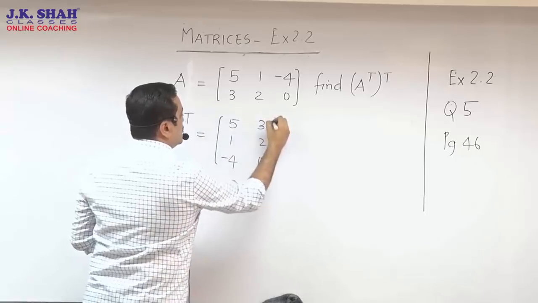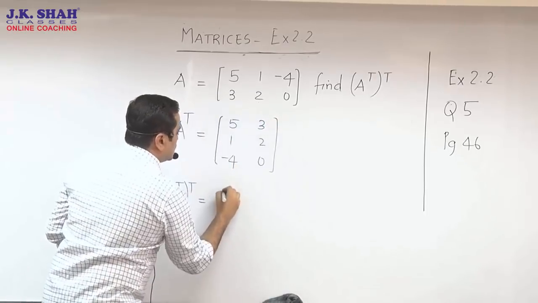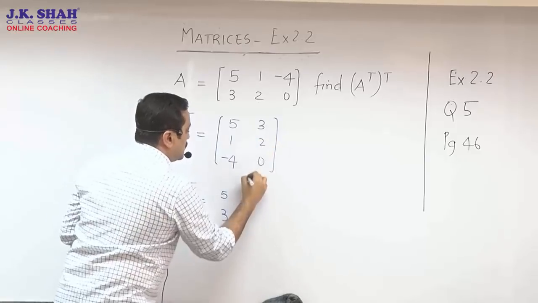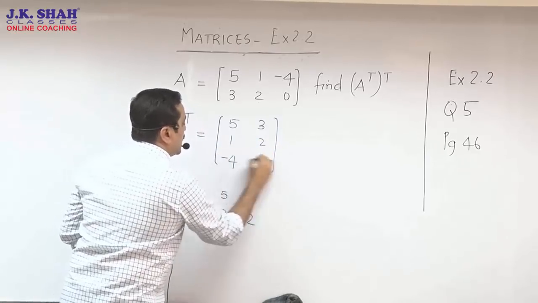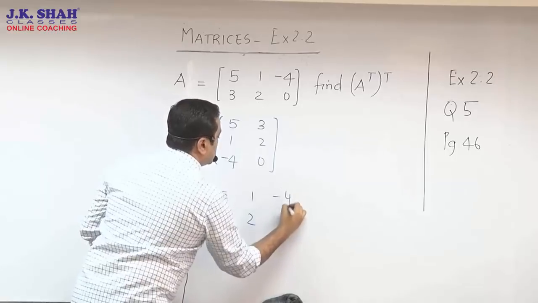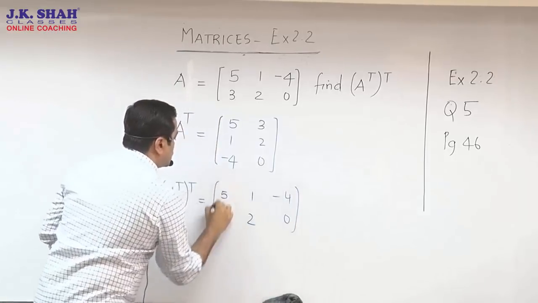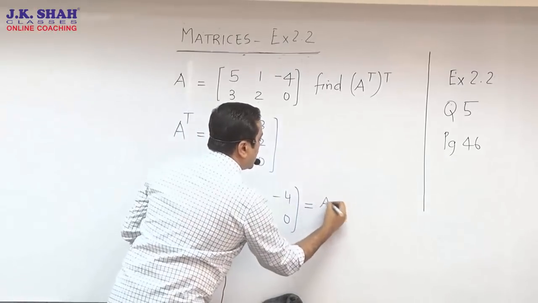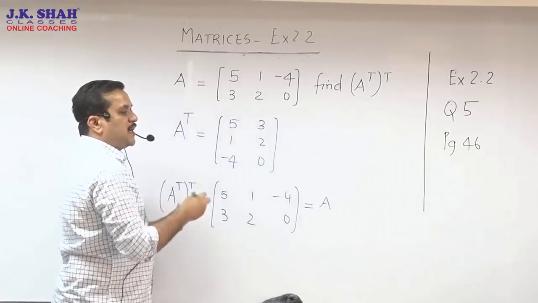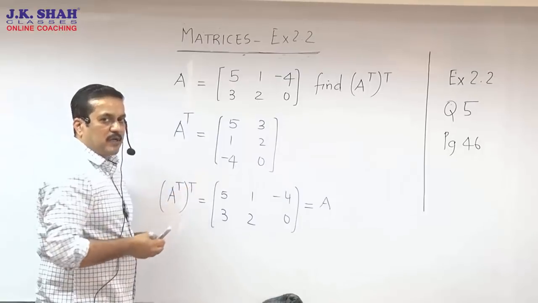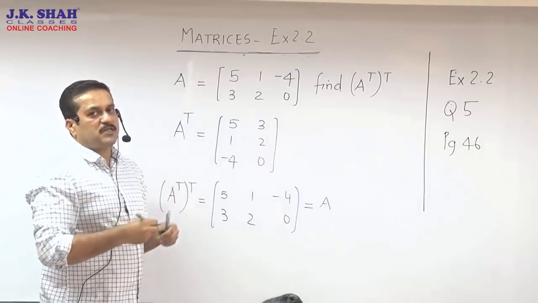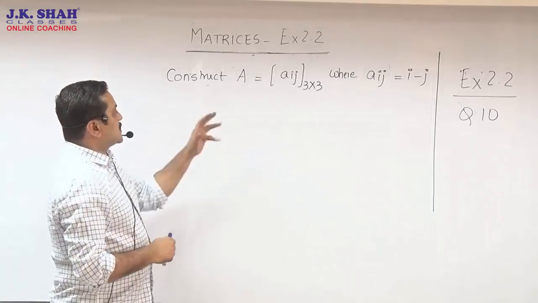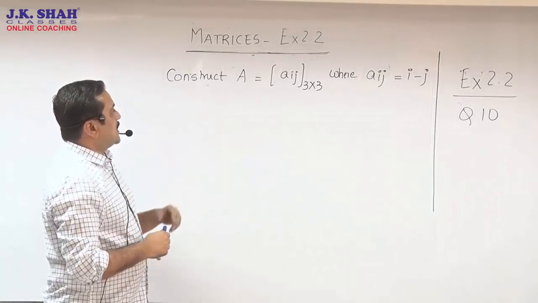So we say A transpose, transpose. Again your R1 is going to become C1, R2 is going to become C2, R3 is going to become C3: minus 4, 0. So if you see, we are back to the same matrix A. So we put a note over here: we are back to A. They expect us to write that we took the transpose twice, so we get back to A. So even in the solution, we also need to mention that we got back to A. That's my last question for exercise 2.2.